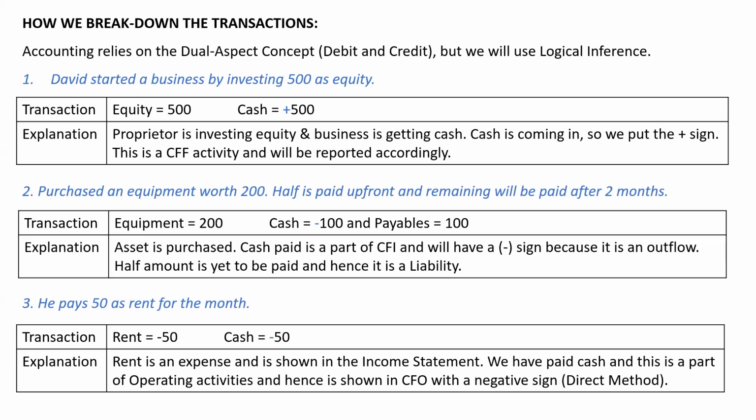So to conclude, we have explored a basic overview of what the three financial statements include and how business transactions can be broken down to identify the accounting components. In the next video, we'll build on this foundation with a full-fledged example. You will learn how to record a complete set of business transactions and see how each of these transactions are shown in the financial statement.